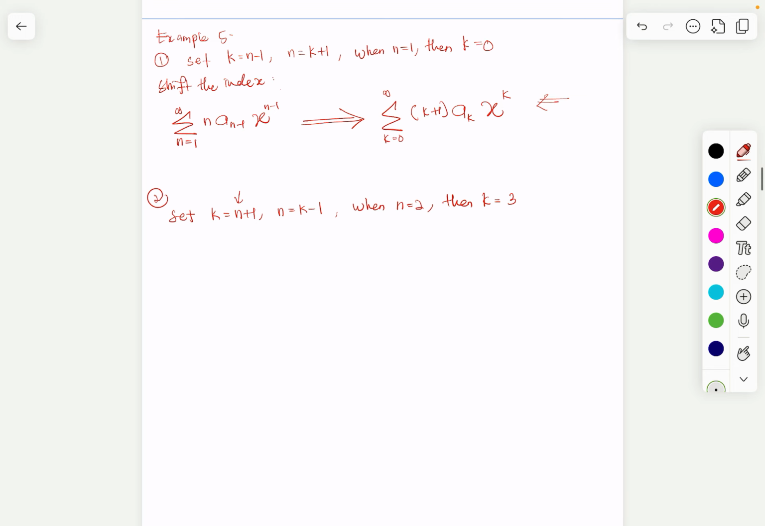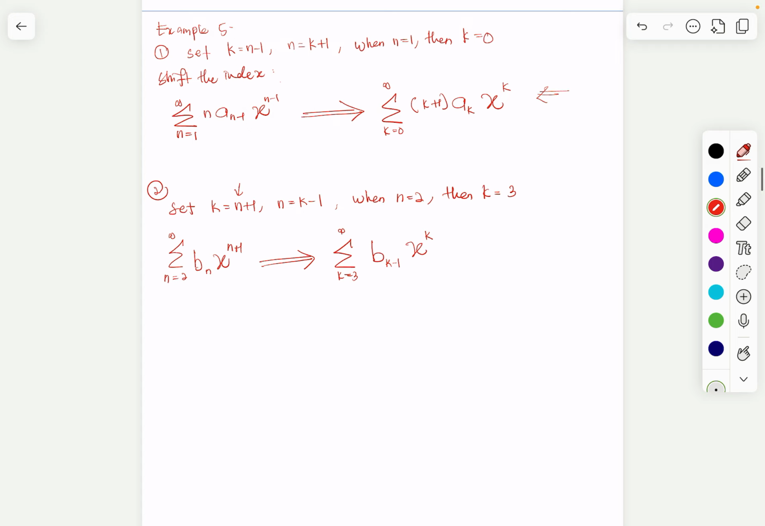So now we shift the index. Originally we have n from 2 to infinity, and then b_n x to the power of n plus 1. This is the original one. We want to shift the index by using the things that we set up. So it becomes summation k equals 3, because we know when n equals 2, then k equals 3. And then we have b with subscript n, which means subscript k minus 1, and then x to the power of n plus 1, which is k. Okay, so this is the new form.